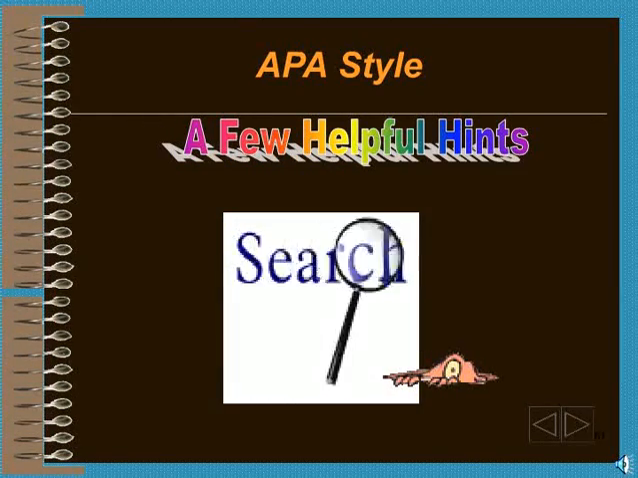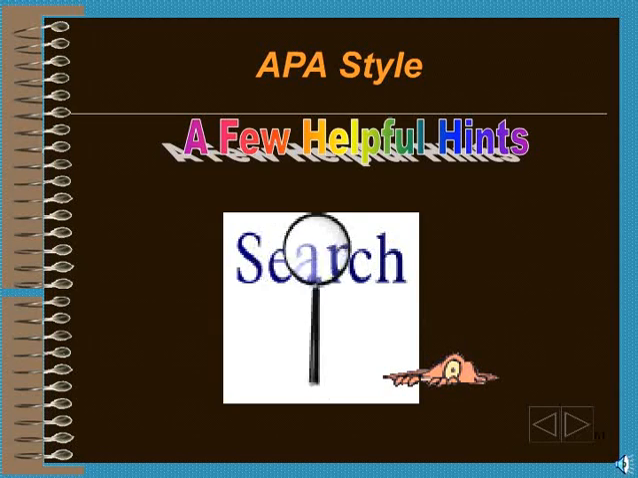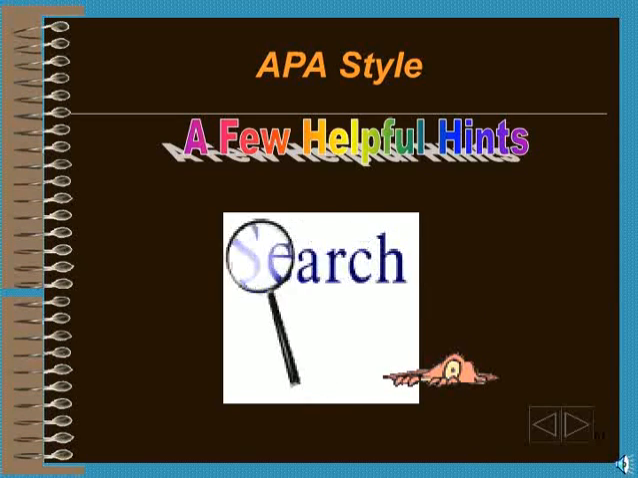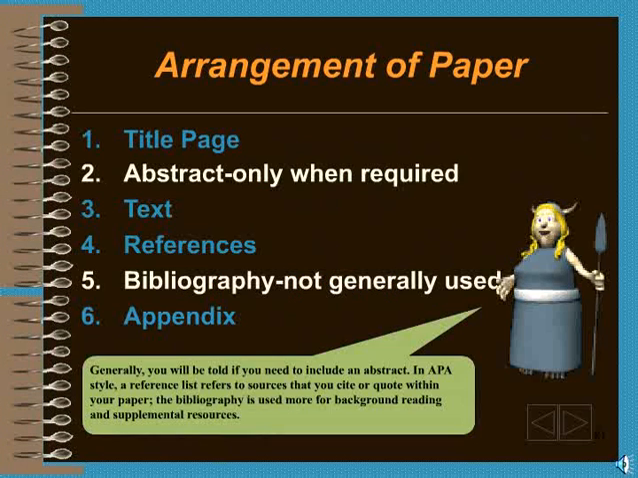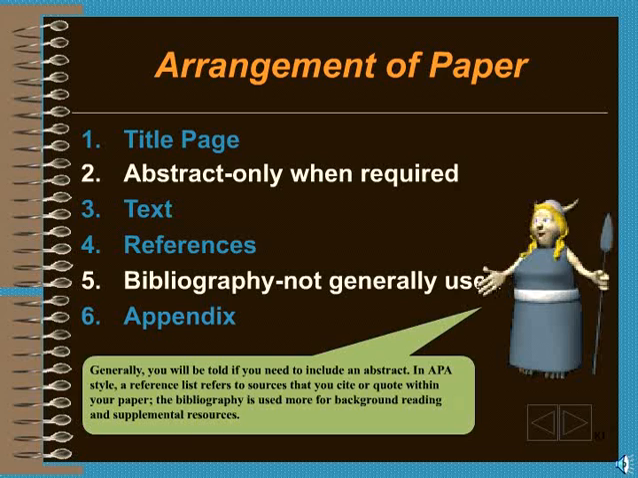In this section, we will be discussing a few hints regarding APA style. This is what should be included on your title page. It should be centered on the title page and include the professor's full name and title. Generally, you will be told if you need to include an abstract.